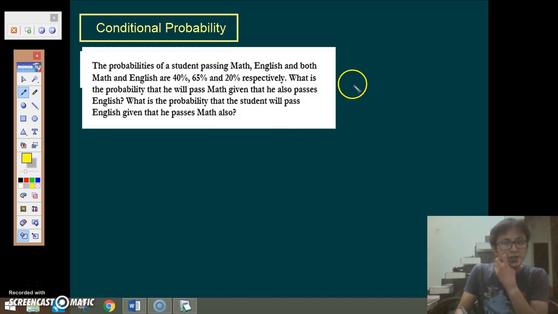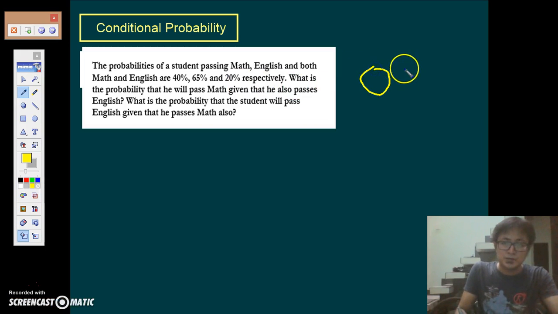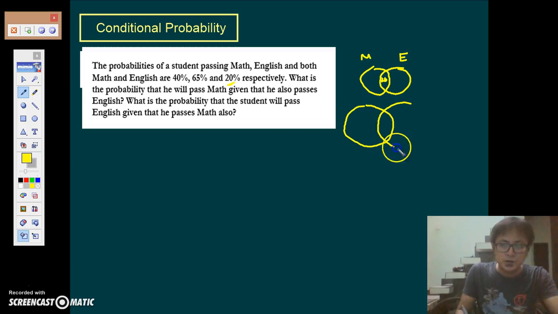You're familiar with this, since these can be illustrated by a Venn diagram. So let's say you have your math and then English, right? If the probability of both math and English is 20%, then that must be the value inside, so that's 20. Okay, let me create a bigger one. This is math, this is English. So the probability of both math and English is 20%. Citing the problem, the probability that he passes math is 40%.